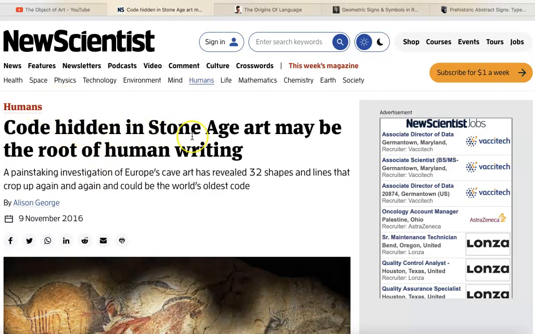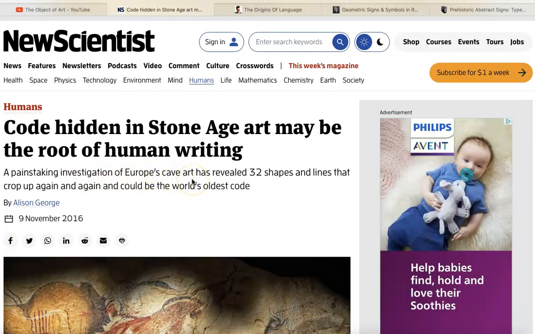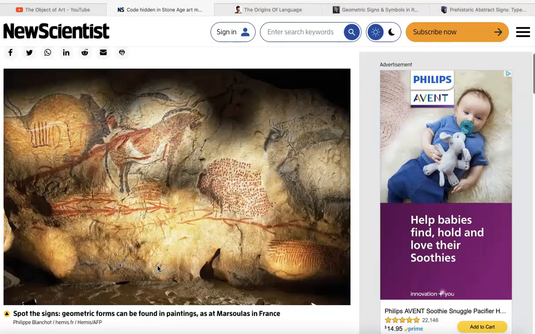Code hidden in Stone Age art may be the root of human writing. Hello. Or as I've been saying lately, helloskis. Okay, a painstaking investigation of Europe's cave art has revealed 32 shapes and lines that crop up again and again and could be the world's oldest code. Now, this is an article from November 2016. All right, so almost exactly 7 years ago, right?